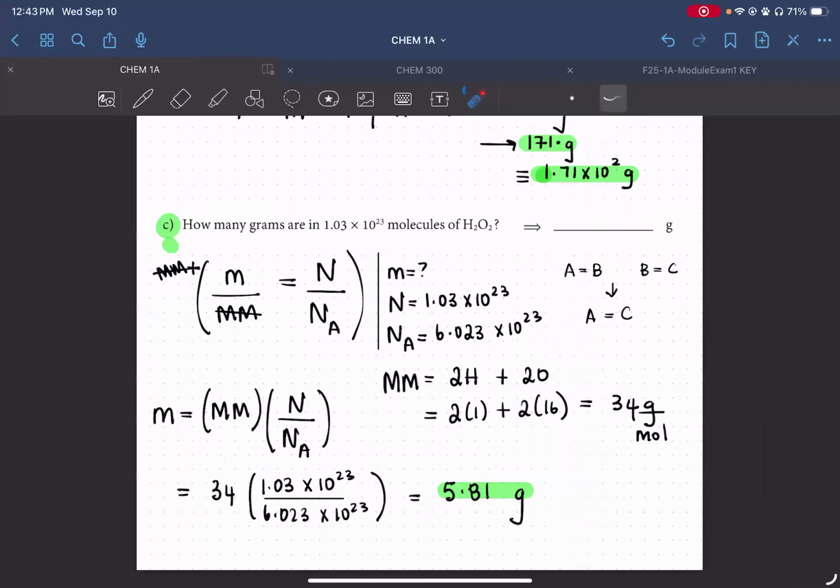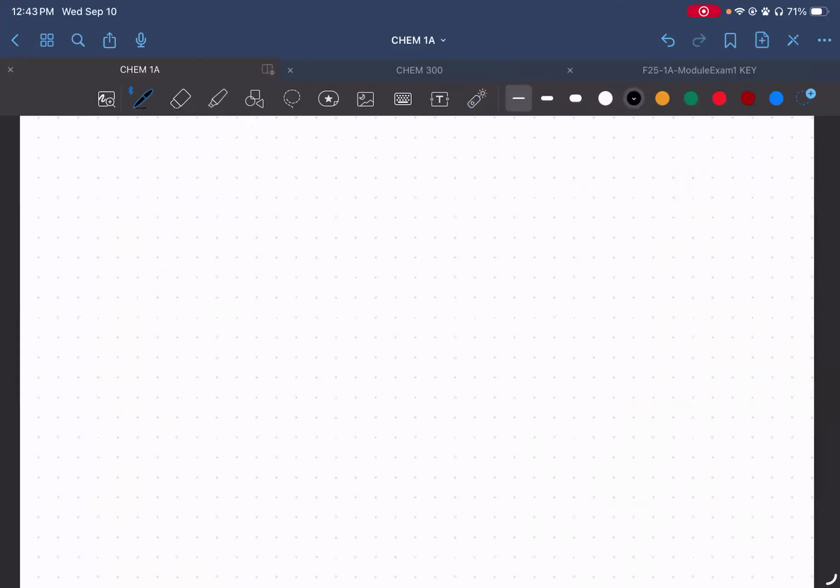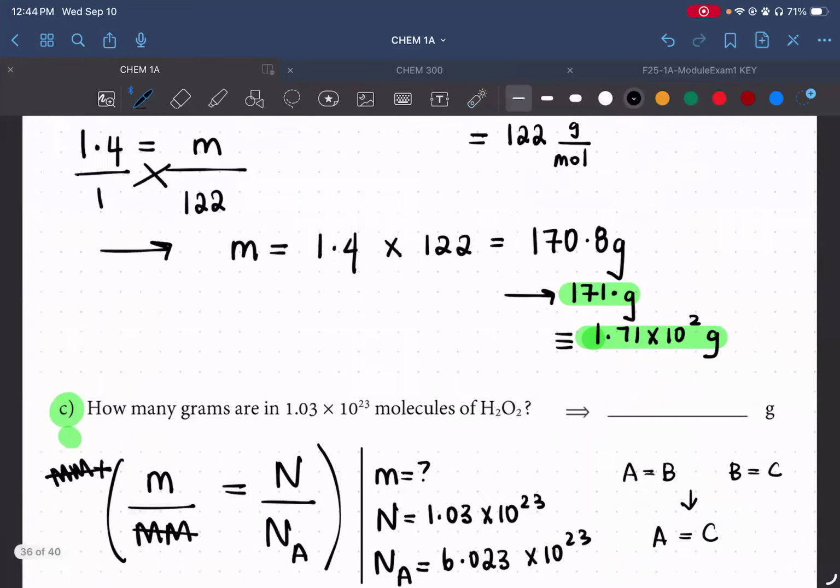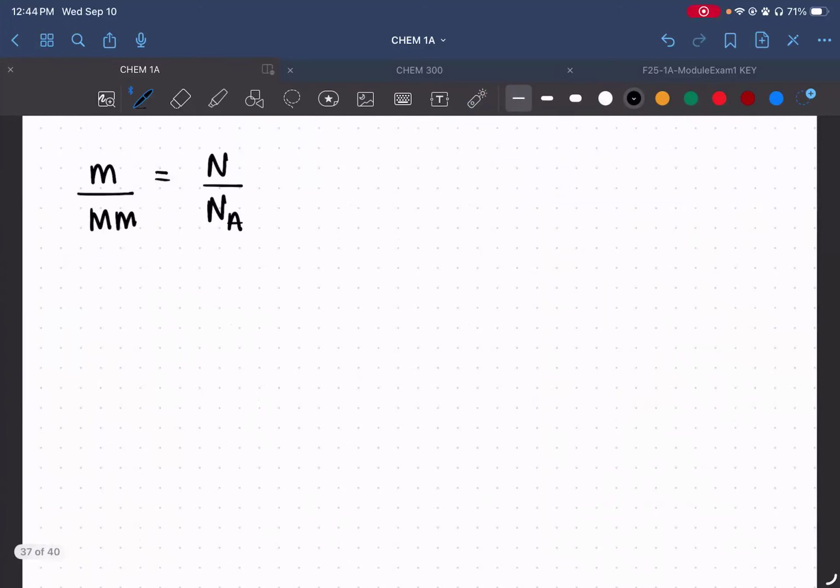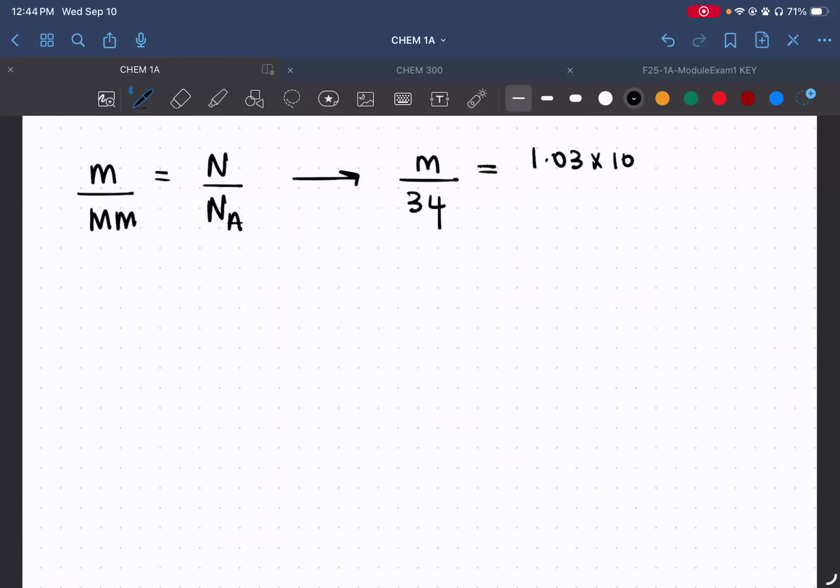So you will eventually need to plug in. Let me just show you what I mean, depending on your comfort level. Starting again with M over MM is equal to N over N sub A. Obviously, on this page I manipulated the formula first, then plugged in. Some people can plug in immediately to say M over 34 is equal to 1.03 times 10 to the 23 all over 6.023 times 10 to the 23. You would still arrive at the same conclusion.